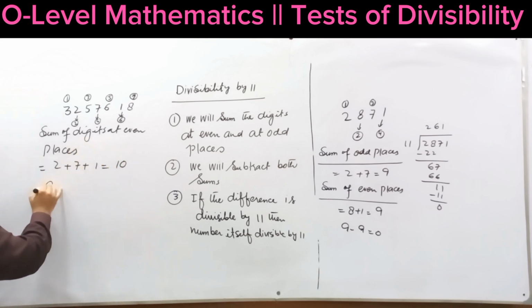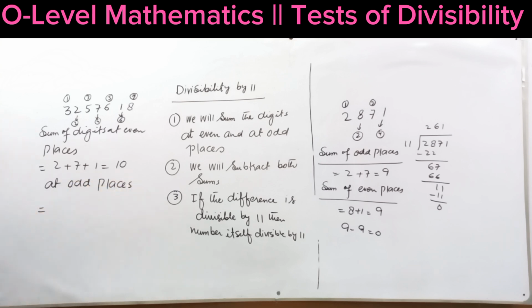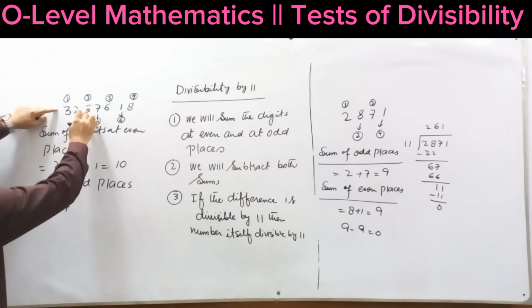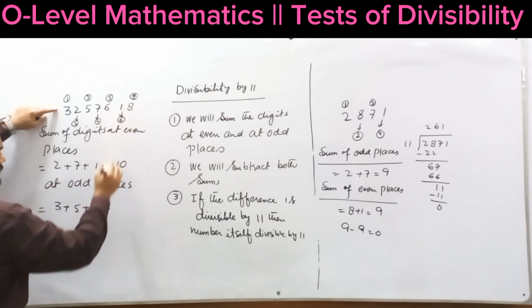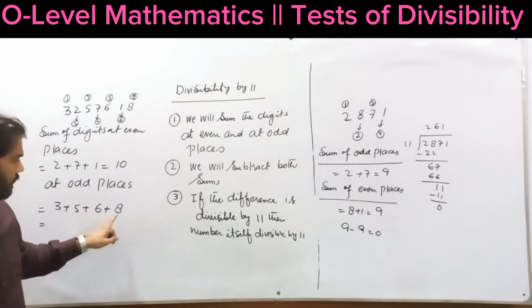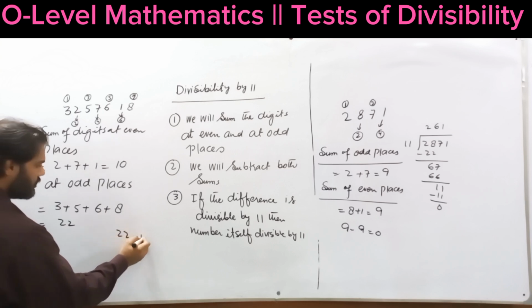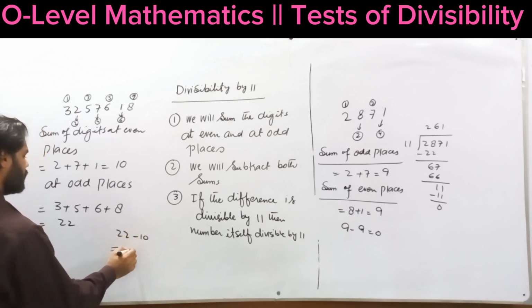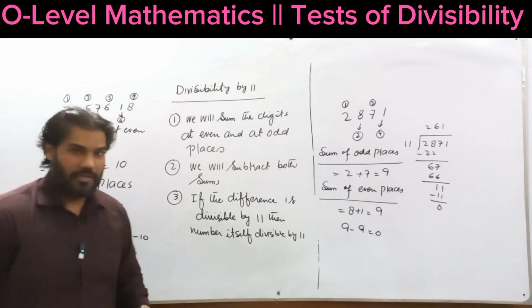Now sum of digits at odd places. The digits at odd places are, first digit is 3, second number is 5, third one is 6, and the fourth one is 8. 3 plus 5 is 8, 8 plus 6 is 14, 14 plus 8 is 22. Now the difference between these two sums is 22 minus 10, which is equal to 12. As 12 is not divisible by 11, hence the given number itself is not divisible by 11.